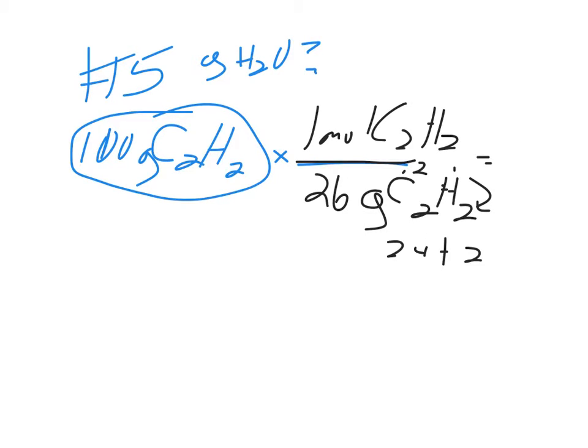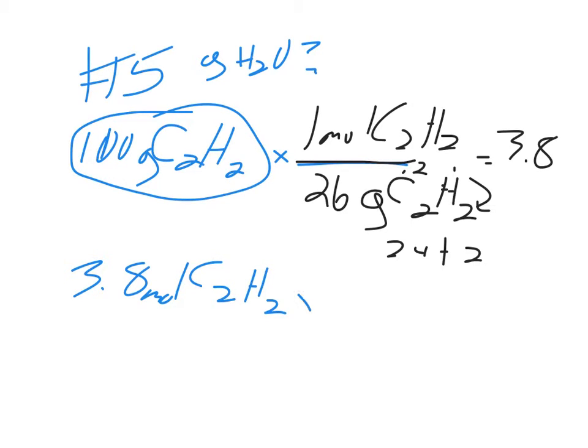So what's your next step? Well, first you gotta pick what that is. Some people put it all together. Either way, then you gotta put the coefficients. 100 divided by 26 is 3.8. Is that what we got? Okay, so you got 3.8 moles of C2H2.